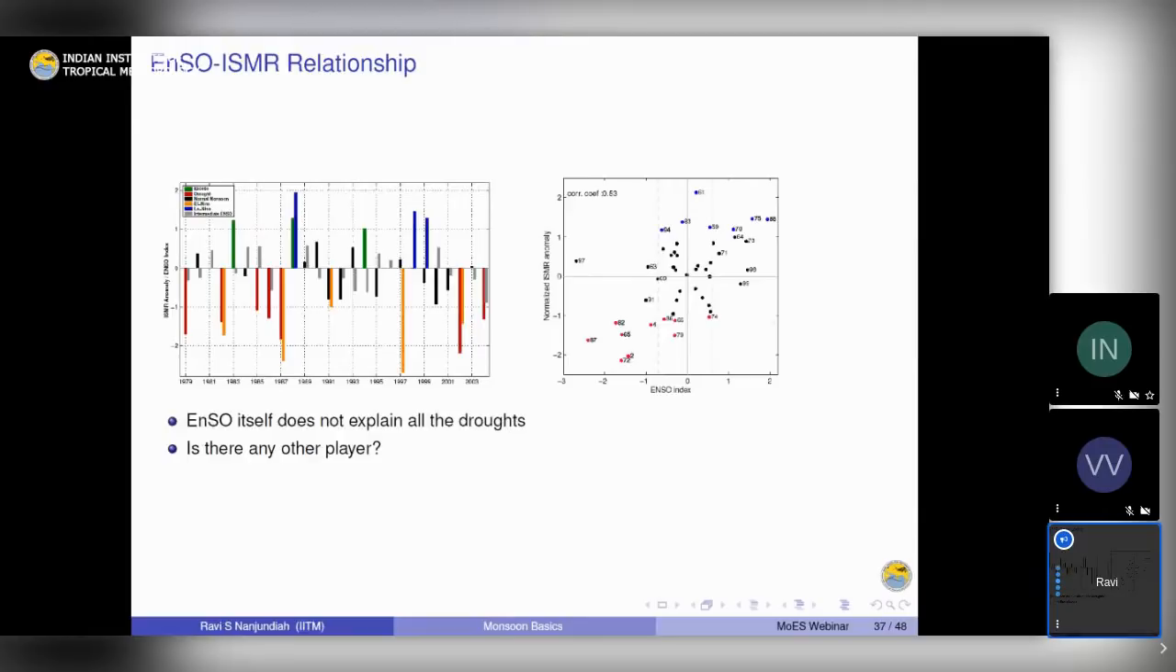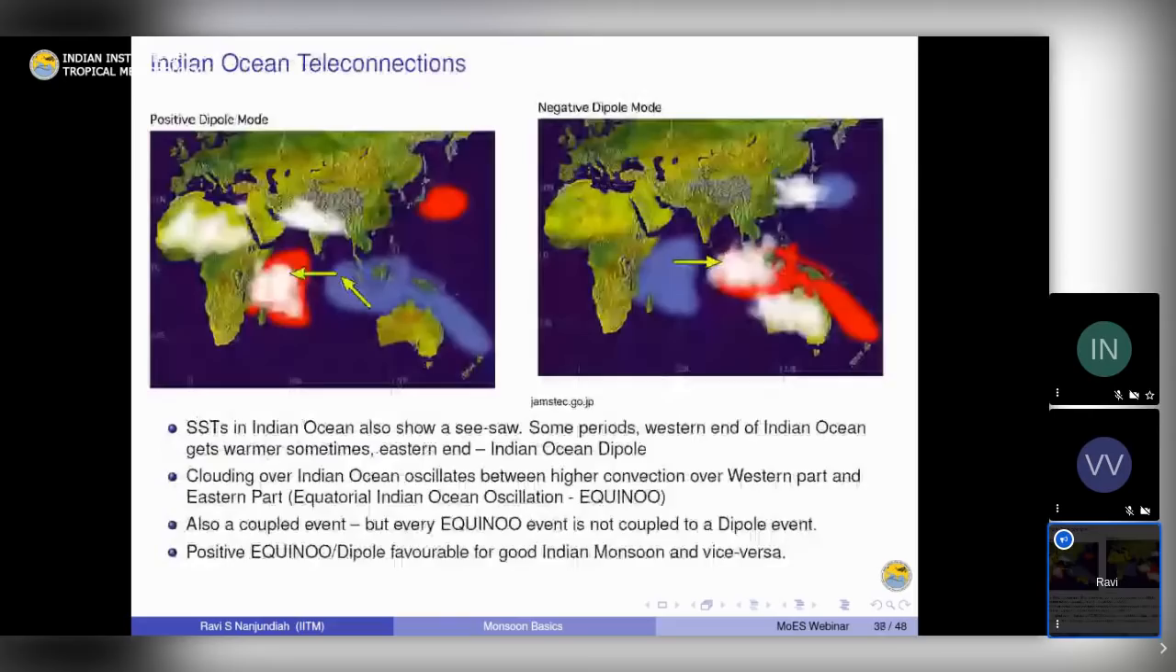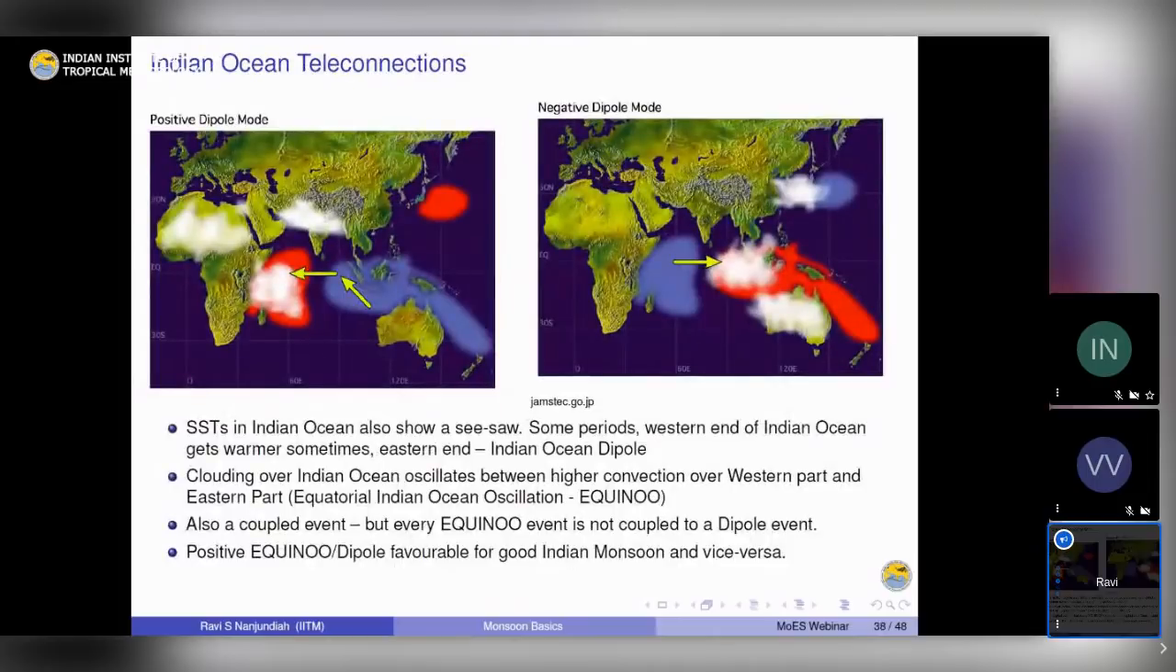But that doesn't explain all the droughts that we get. There are droughts which are associated with times when there is not much El Nino. One typical example was 1979, when there was hardly any El Nino or a very weak El Nino, but we had one of the strongest droughts. So we need to know whether ENSO alone explains the entire interannual variability. It doesn't appear to be so. So could there be any other player? We look towards the Indian Ocean.